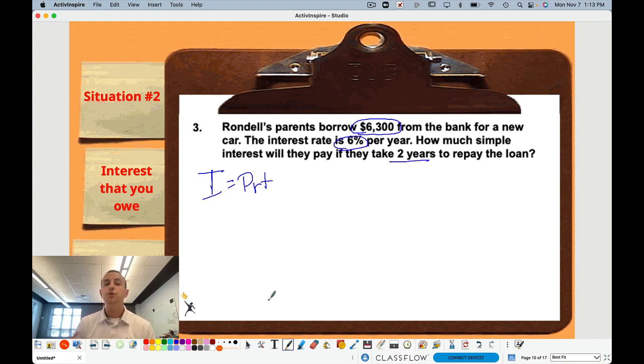So how much interest would his parents pay over the life of this loan? What's the cost? In this case, it's the cost of borrowing the money to buy the car, or the cost of the loan, because banks aren't just going to give you money for nothing.